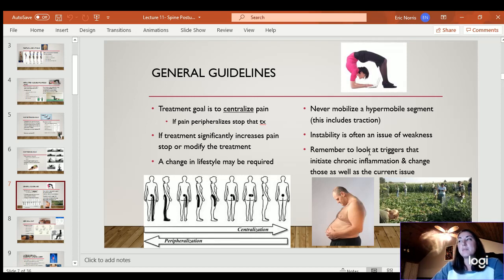And then remember to look for triggers that initiate the chronic inflammation and change those if possible. One reason I have this picture is when I was in school, we did the South Georgia Farm Workers Project. One of the biggest issues was low back pain. The problem was they were required to do a lot of labor in a certain amount of time. What they would do is often pick corn; specifically the main areas we were going were cornfields.